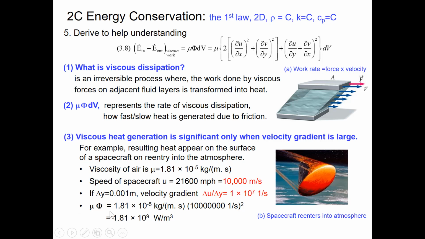Finally, the viscous dissipation rate per unit of volume is viscosity mu times the velocity gradient squared. So the value is large. Generally speaking, in engineering applications, if the velocity gradient is small, say less than 1,000, the dissipation term tends to be neglected.